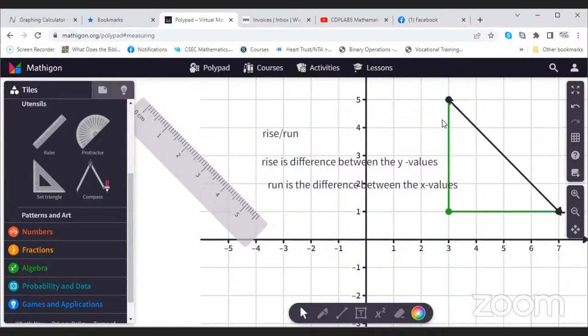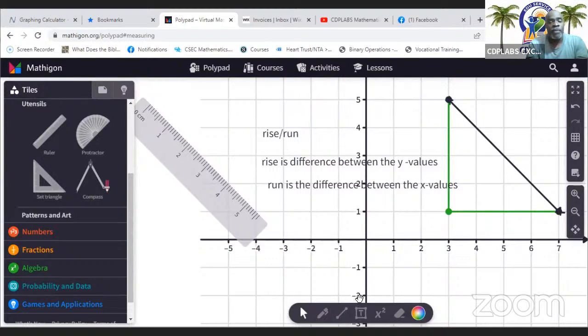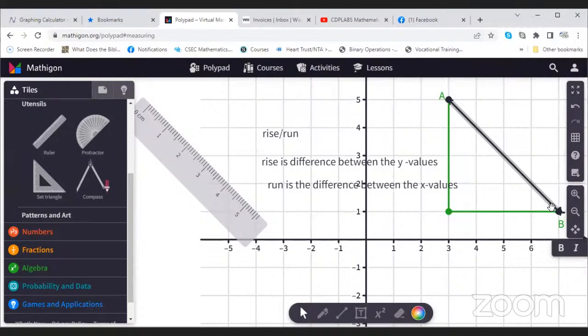Now they told us that (3, 5) is point A. And they told us that this one is point B. So obviously the graph is running from A to B. Good. Once you're going to go this way and come down, once there's a down, the gradient is going to be negative. So you're going to be -1.